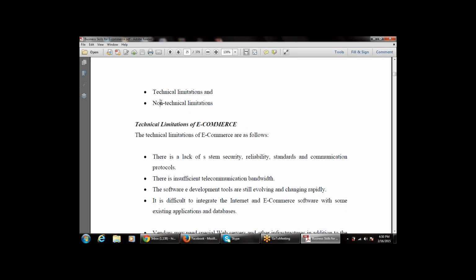Then the next point says it is difficult to integrate the internet and e-commerce software with some existing applications and databases. As I told you, e-commerce is done online, so there is a requirement of the internet. So it is difficult to integrate or manage the internet and e-commerce along with existing applications and databases.